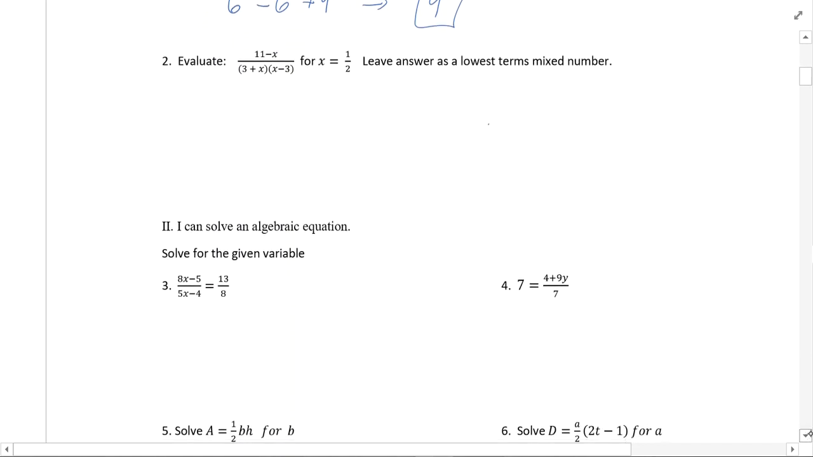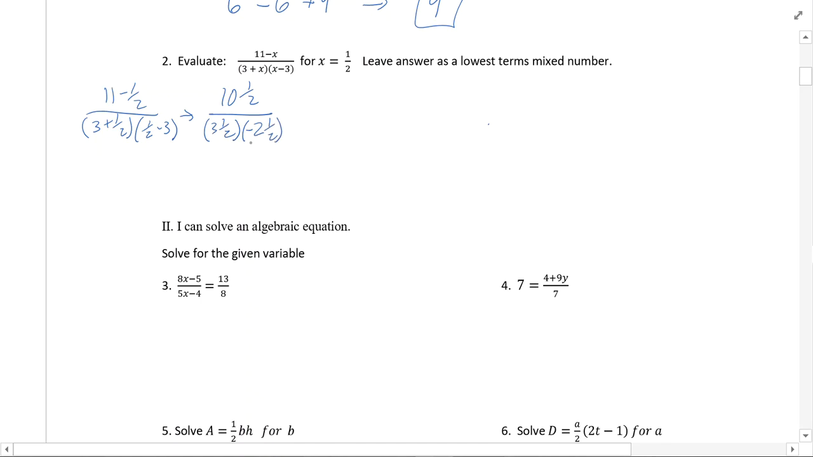So let's go ahead and plug in x equals 1/2 wherever we see x. So I have 11 minus 1/2 over 3 plus 1/2 times 1/2 minus 3. All right, so on the top, I'm going to get 11 minus 1/2, which is going to give me 10 and 1/2. On the bottom, 3 plus 1/2 is going to give me 3 and 1/2. And 1/2 minus 3 is going to give me a -2 and 1/2.